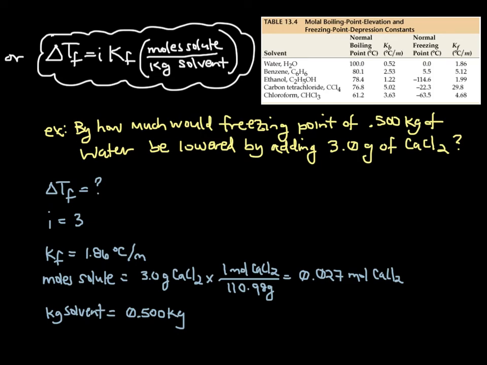Our Van't Hoff factor: because calcium chloride is an ionic compound made of a calcium and 2 chlorides, that means we have 3 pieces it's going to break into. So our Van't Hoff factor is 3. For our freezing point constant, we have to find our solvent, and our solvent is water. So we find that on this list, and we follow it over to Kf, and we see that our freezing point constant is 1.86 degrees Celsius per molal.